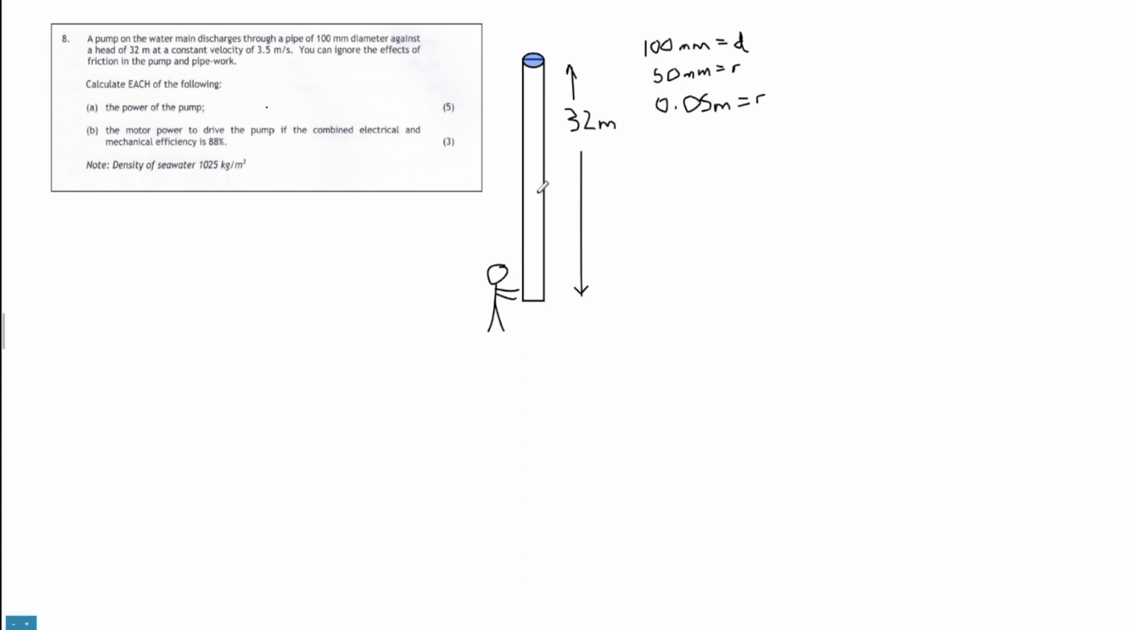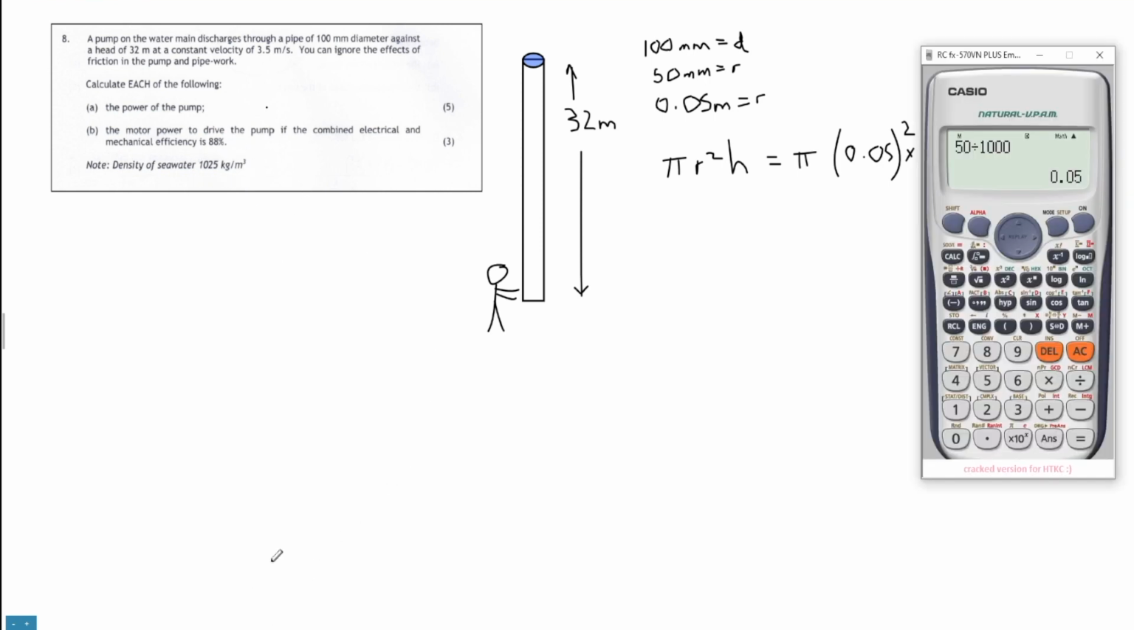The volume of this cylinder, which is the pipe, is going to be pi r squared times h, because it's the cross-sectional area of a circle and then the height of the thing. So we can just plug this in now. Pi times 0.05, which is the radius, squared, times 32, which is the length of it, and we can get the volume of this thing in meters cubed. I want the volume to be in meters cubed because all the rest of the calculations will be in meters cubed. So let me go grab my calculator.